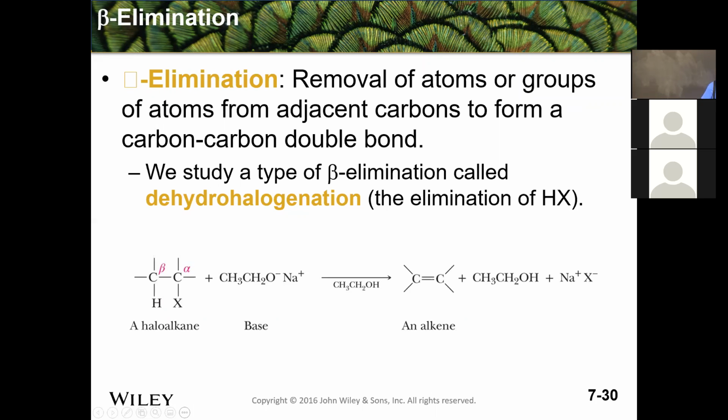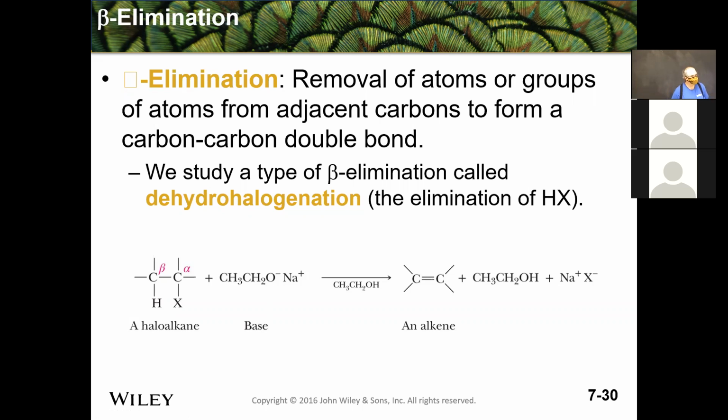Okay, that was substitution, and the other characteristic reaction of haloalkanes is elimination. And like substitution, there are two variations of elimination.